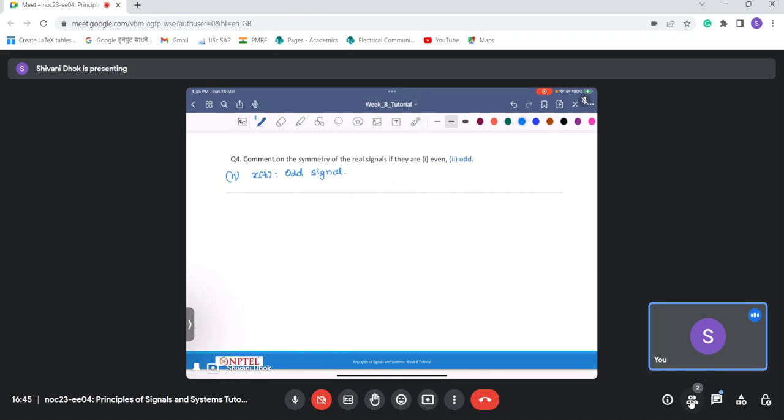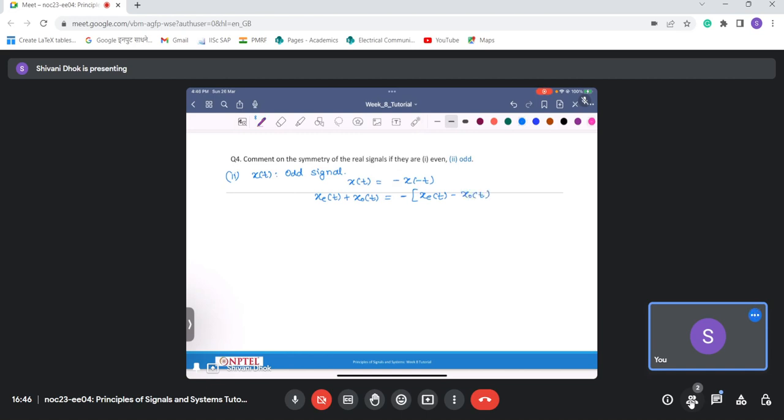So what does this mean? x of minus t or x of t is equal to minus of x of minus t. So this we can again write as x even t plus x odd t, which is equal to minus of x even of minus t, which is x even t, minus x odd of t.